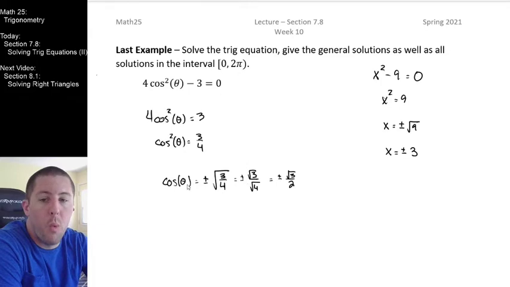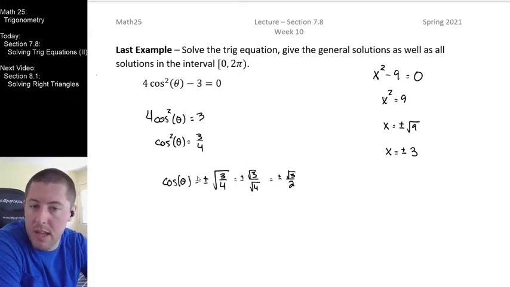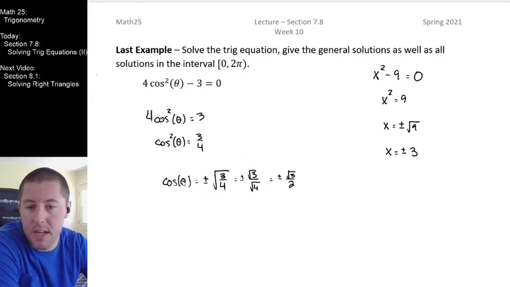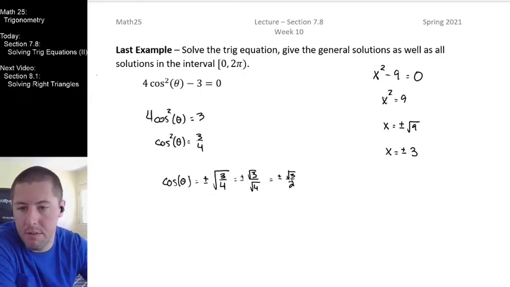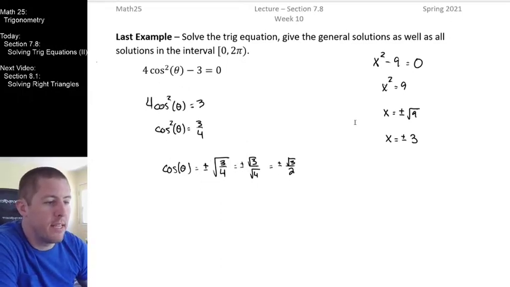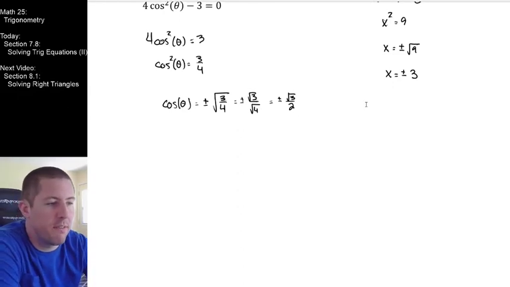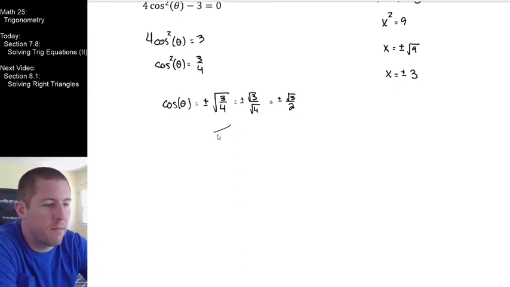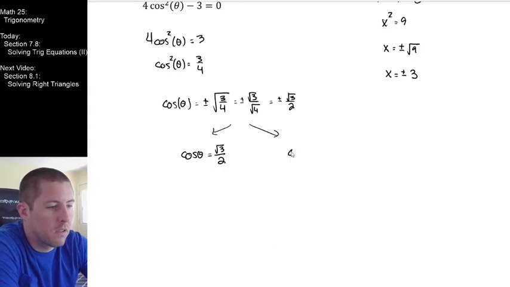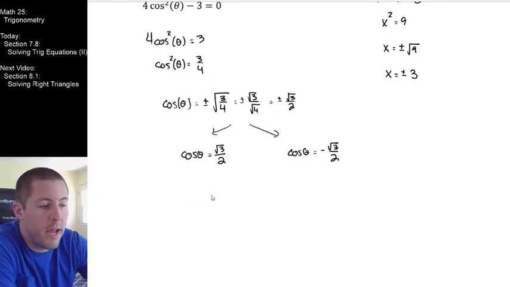So one way that I'm seeing I need to solve this is where cosine of theta equals positive square root of 3 over 2. Another thing I'm seeing is cosine of theta being equal to negative square root of 3 over 2. So let's go ahead and see this branch into two different equations right here, right? So let's go ahead and solve these two guys.